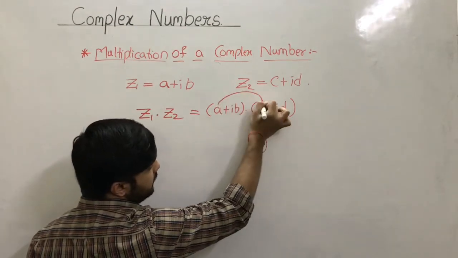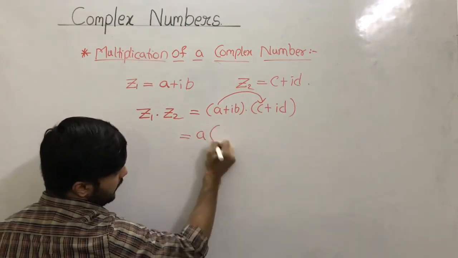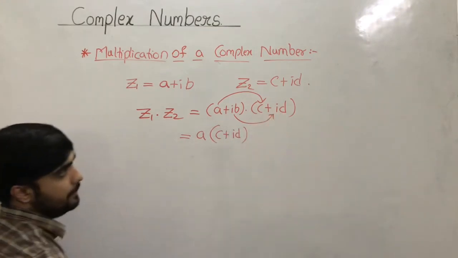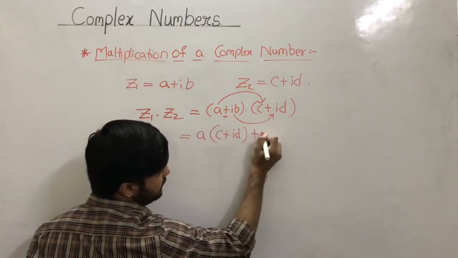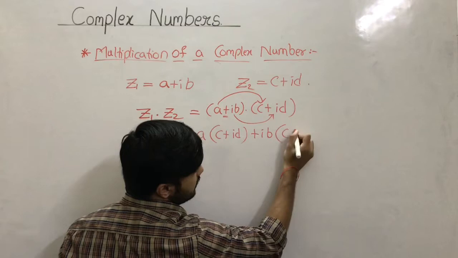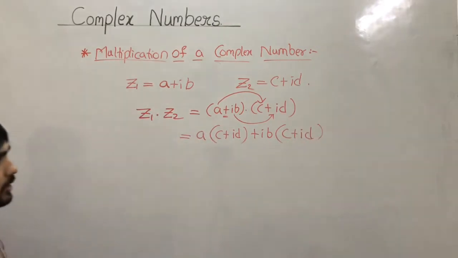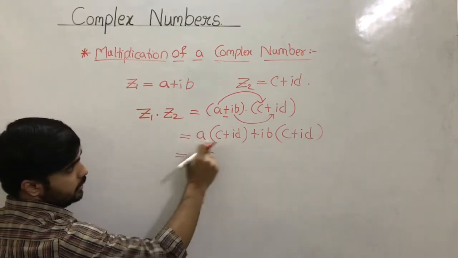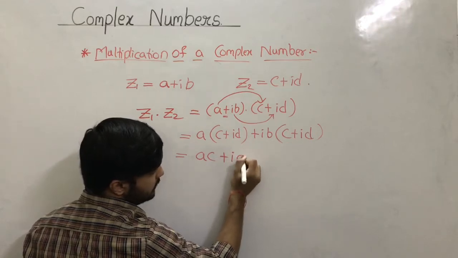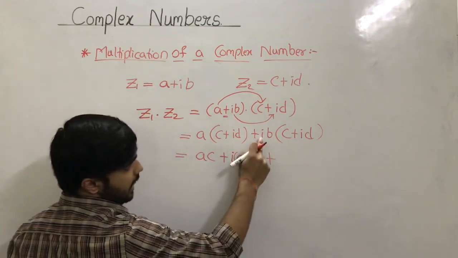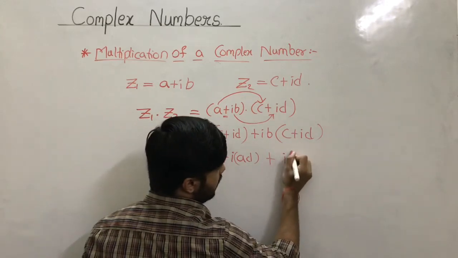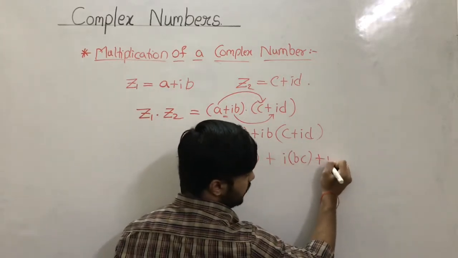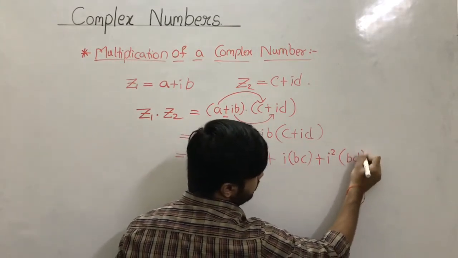So first a with this complete bracket, that is a in bracket c plus id, then plus ib with this complete bracket, c plus id. Now we'll just solve this. So a into c is nothing but ac, a into id is nothing but i times ad, plus ib into c is nothing but i times bc, plus ib into id, so i into i is i square, and this bd as it is.